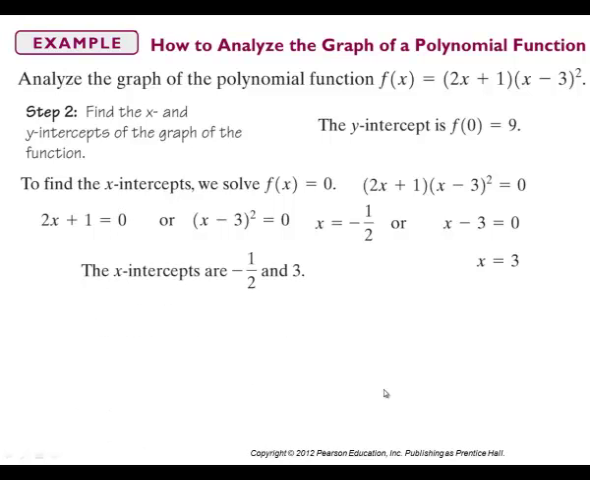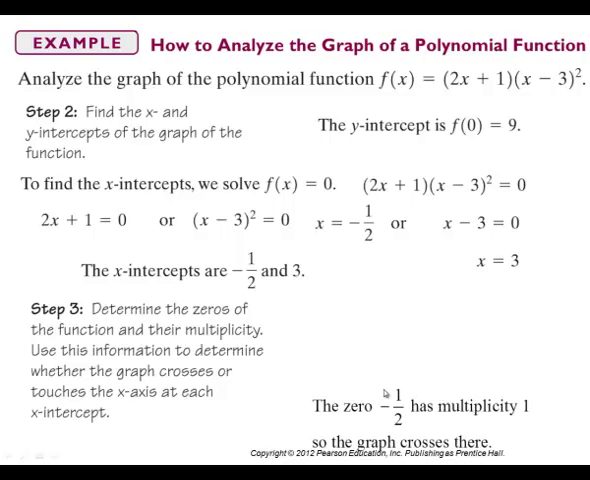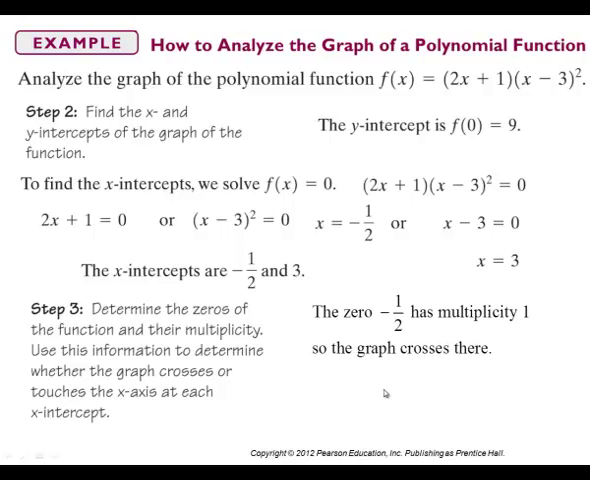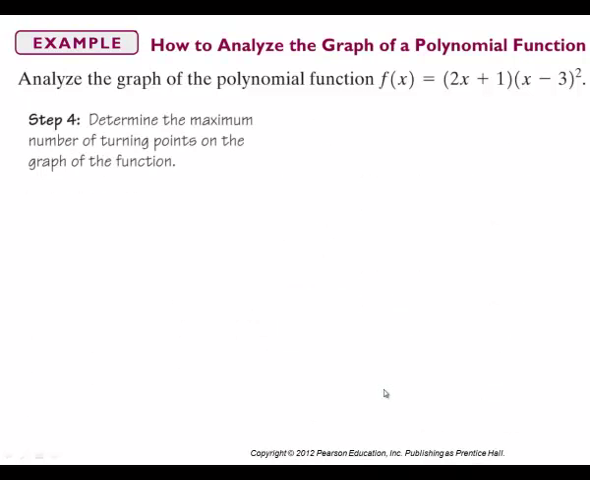Alright, and we said that the negative 1/2 has an odd multiplicity, so it's going to go through the negative 1/2. And since it's up and to the right and down and to the left, that means it's going to touch the 3, come up, and then go through the negative 1/2. So we determined the multiplicity for negative 1/2 is 1, so it's going to cross there, and the 3 has a multiplicity of 2, so it's going to touch. For the maximum number of turning points, this is going to be an x cubed.